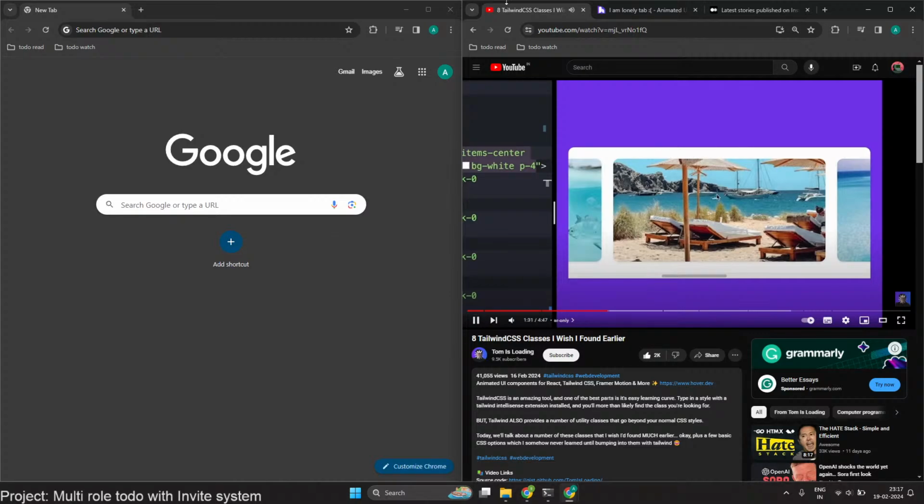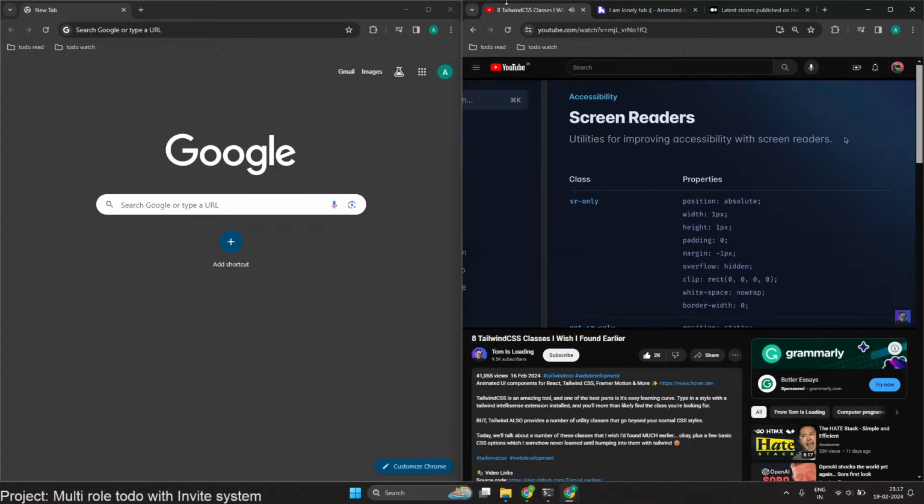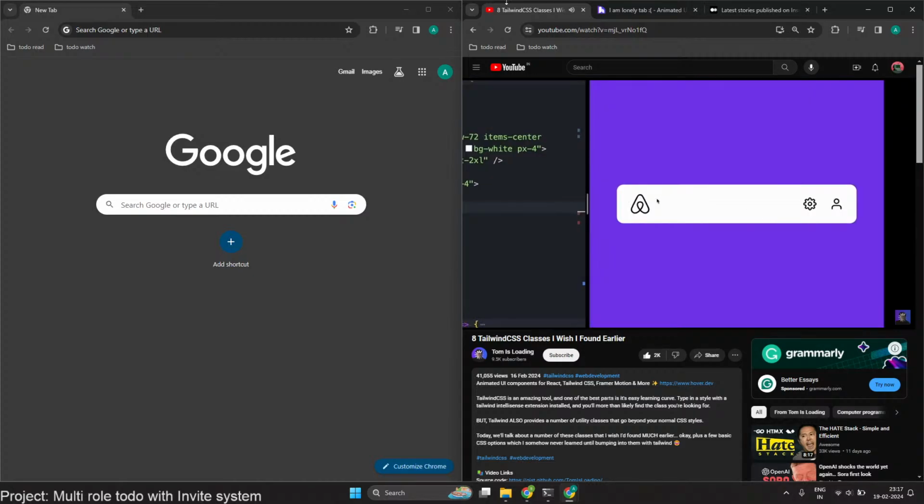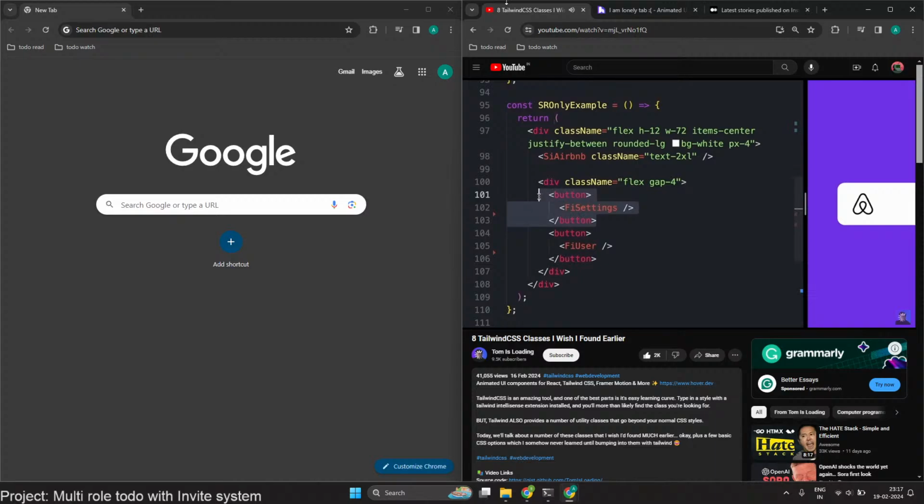now let's move on to the next topic. The SR only utility class allows you to hide elements from the screen without actually hiding them from screen readers. An example of when this could be useful is something like this. So I just have this mock-up little navigation bar. I have 2 buttons on this for like settings and user, but there's really nothing in this that tells a screen reader, hey, this is a settings button and this is the user button.